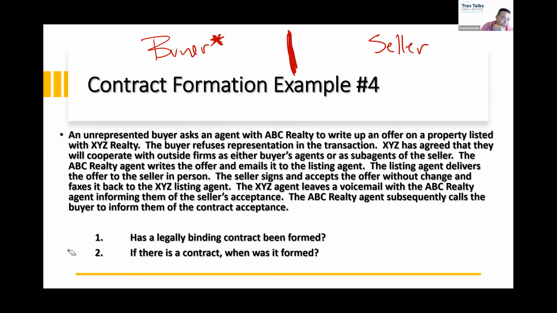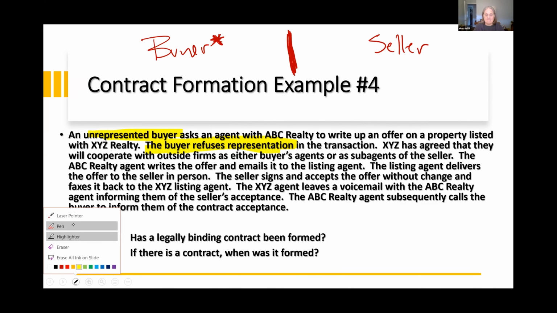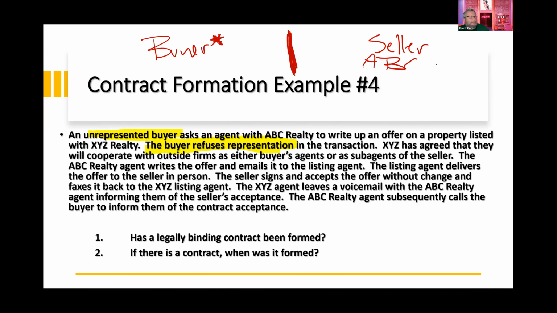How stubborn are we going to be? Are we going to listen to what they're telling us? They're saying here, literally, an unrepresented buyer. The buyer refuses representation in the transaction. Which side is ABC Realty on, folks? The buyer. Which side is XYZ Realty on? The seller. And you know that because they told you not once, but twice, that there's no representation. So there's no agency. Are you hard-headed and insisting on forcing representation on this buyer?